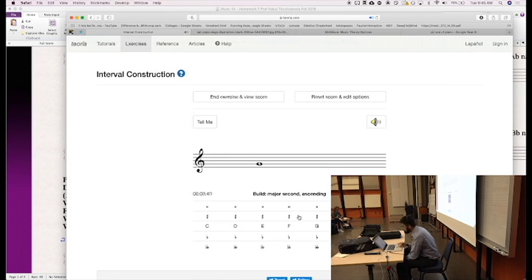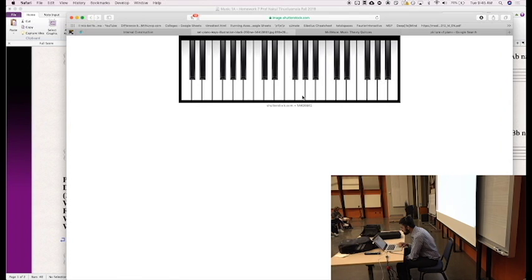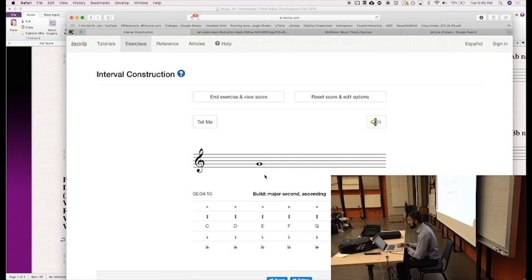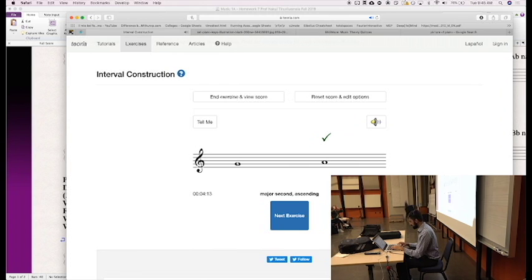Very nice. Build a major second above this note. This note right here is G. So we're on G. Let's do this again. Let me make this a little bigger. Okay, unison. And that landed on A, so in this case you don't have to flat it or sharp it. It is what you get.